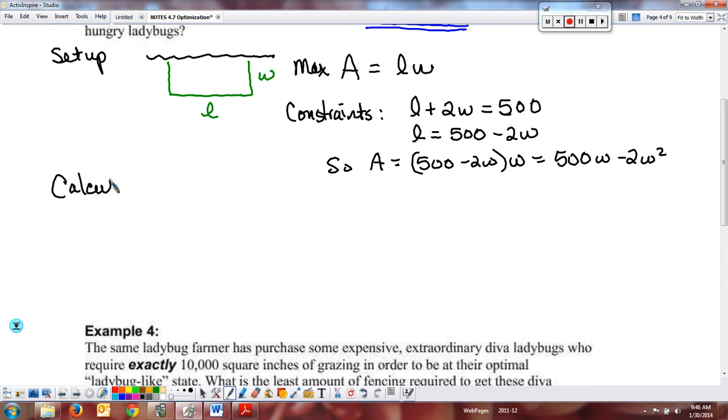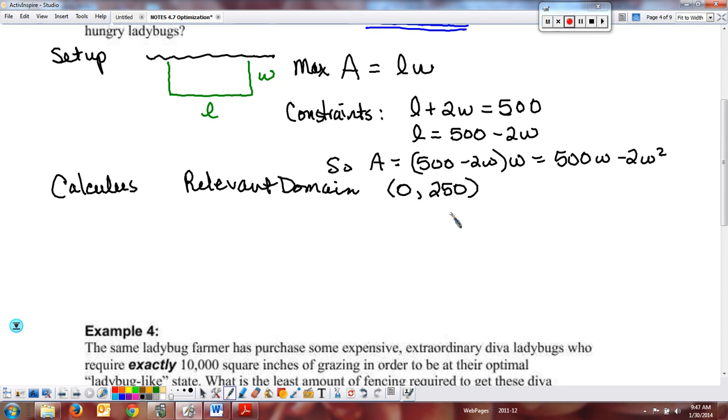So let's start the calculus. We look at our relevant domain. Okay, in our relevant domain, let's say that we know that our width has to be at least 0 because we're trying to form a field. And this width, because I have 2 of them, and I'm going up to 500 feet of fencing, has to be less than 250 because I need to have 2 of the widths, and then you've got to have some length, so it has to be less than that.